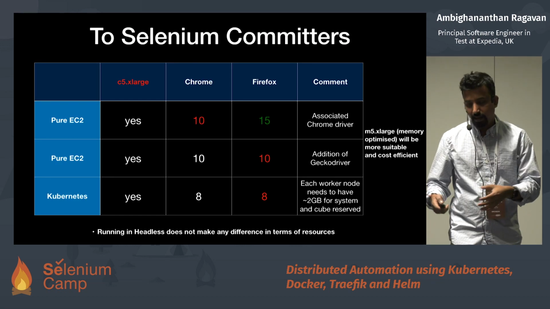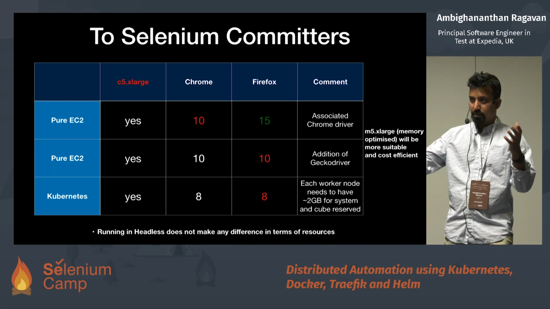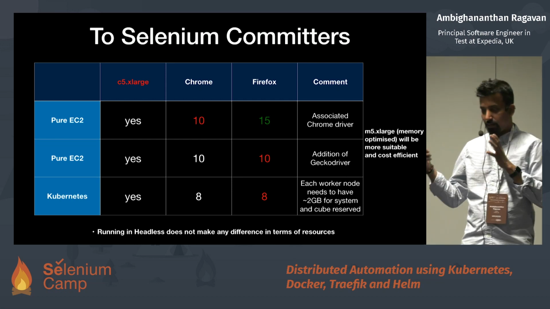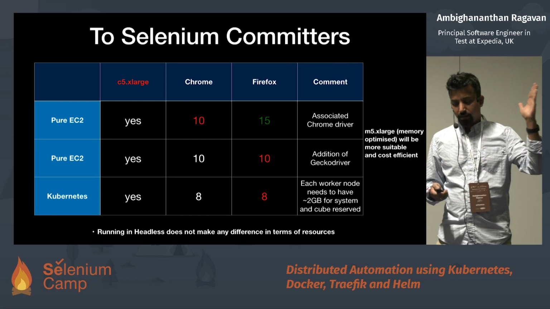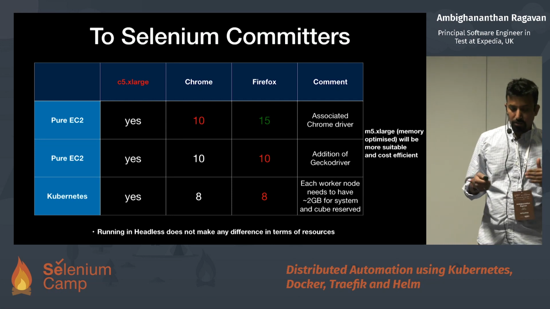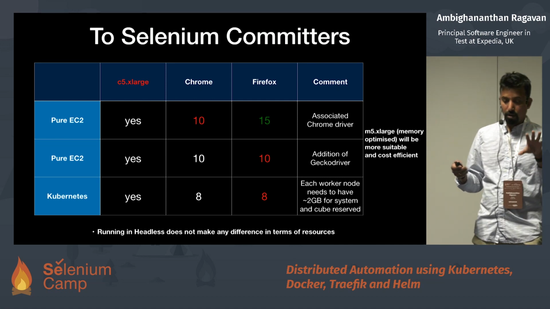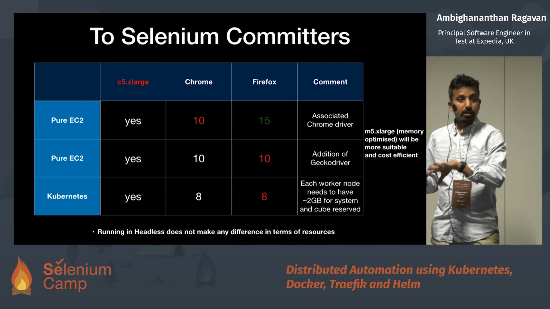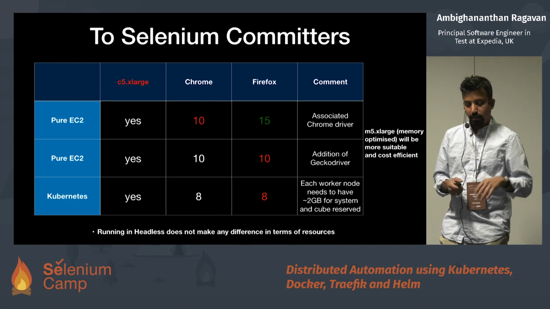This is another thing I would like to share as an FYI with Selenium folks, who always do an awesome job of creating this open source that everyone is using. So going back to 2014, 15, on a pure EC2 instance, I was able to run 15 Firefox instances in one box, which is C5X large. And only 10 Chrome, because every Chrome browser runs an associated Chrome driver, right?